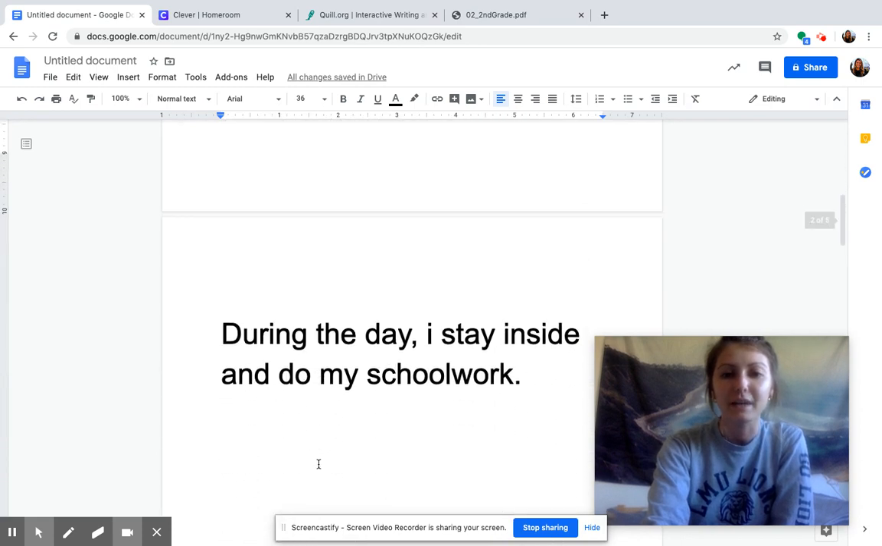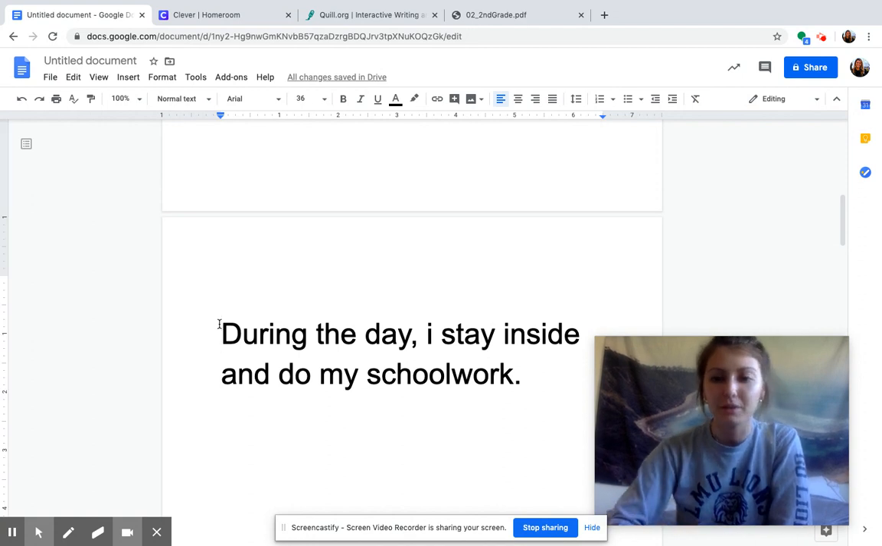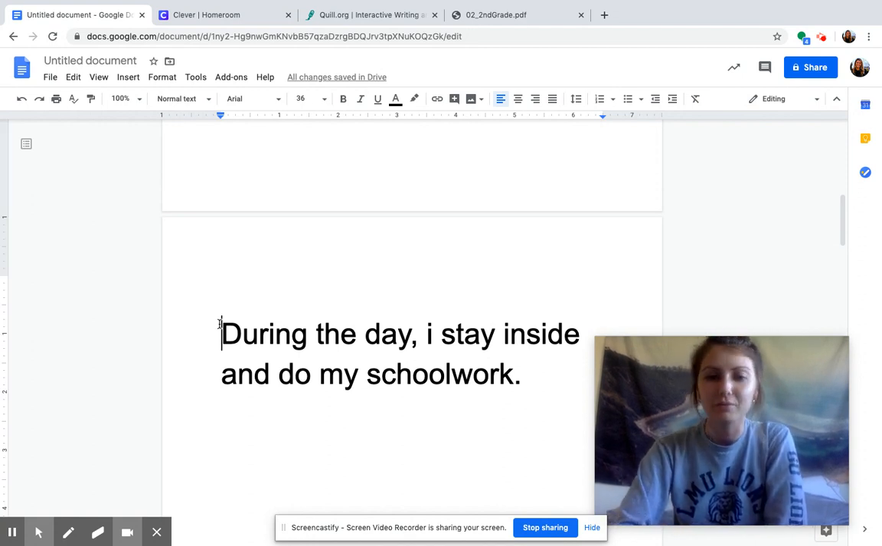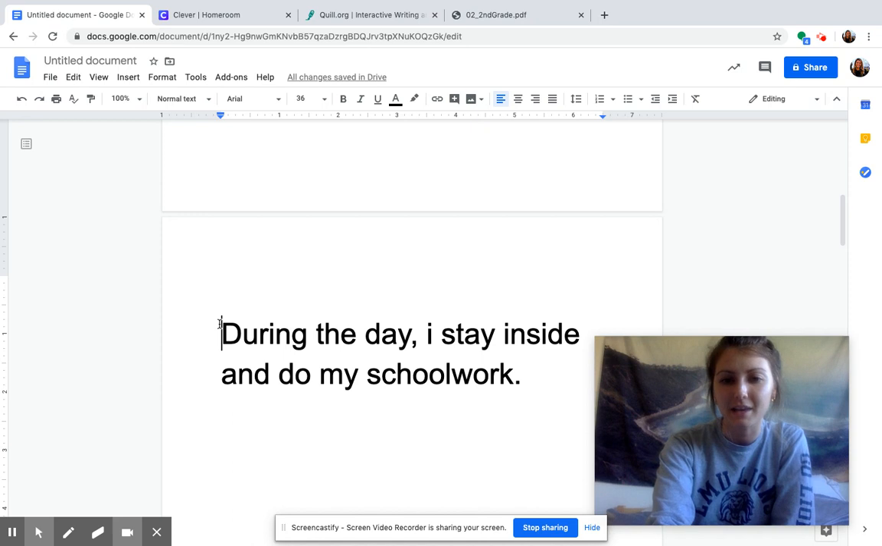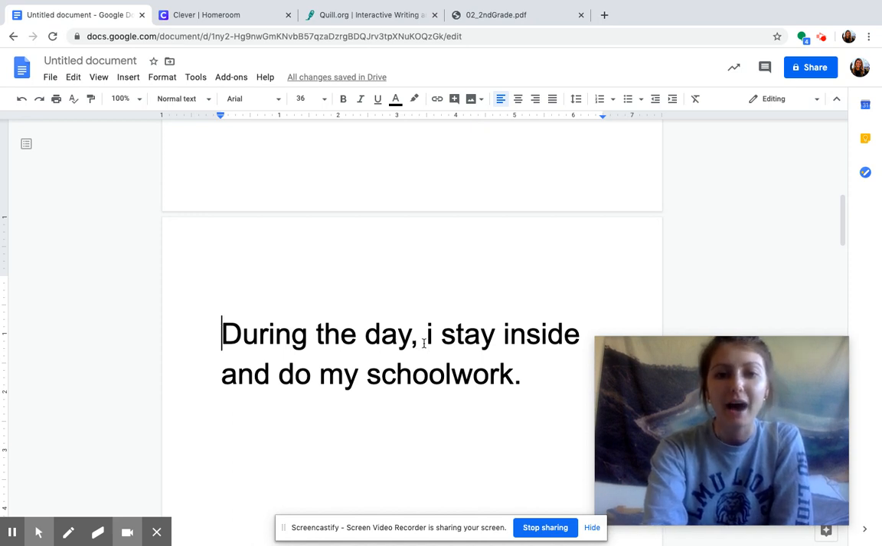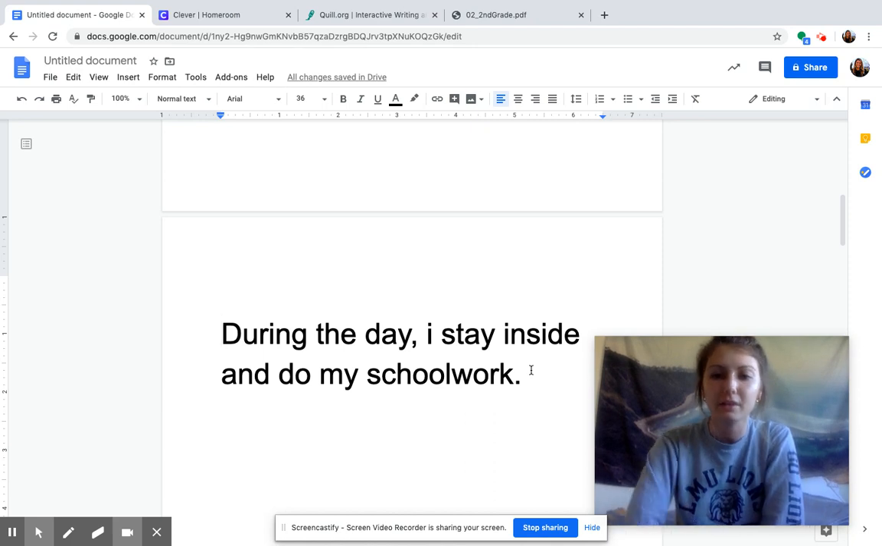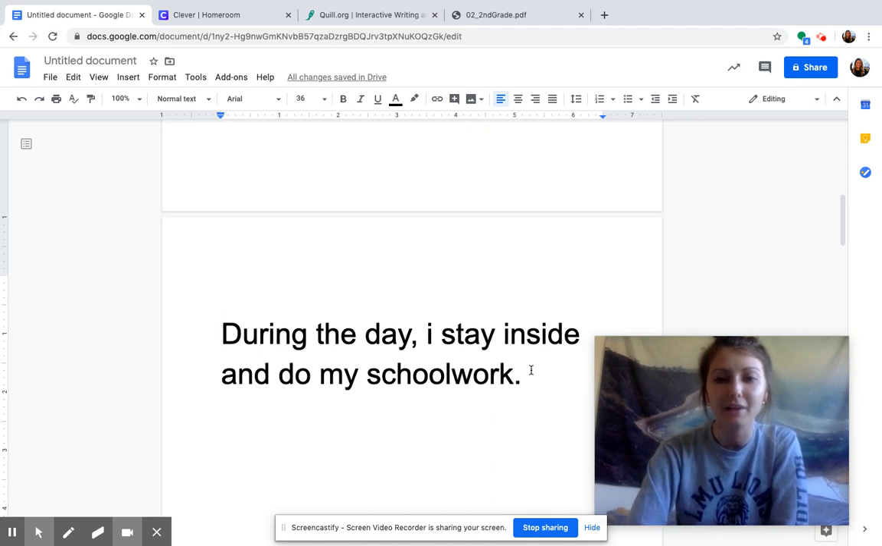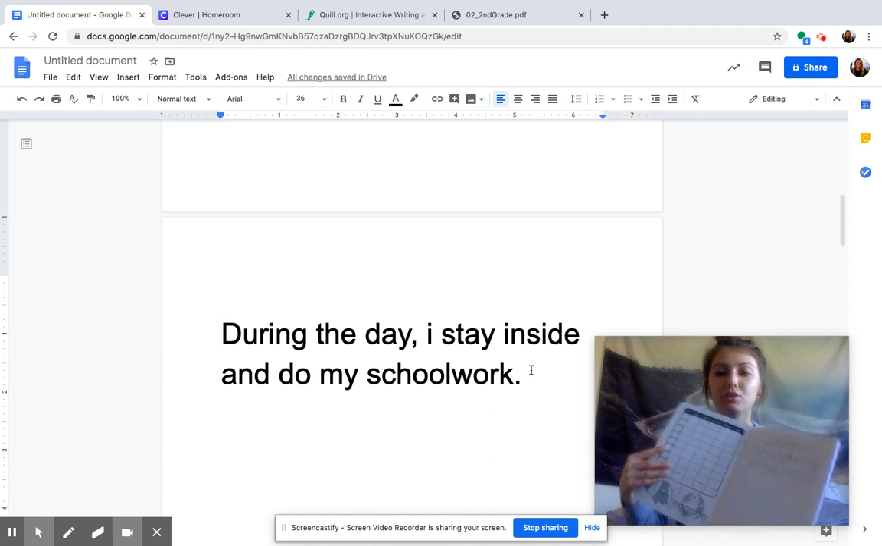We're going to move to our next sentence. I wish I had a loud and proud reader to read this out, but I'll have to use my own voice. This sentence says, during the day, I stay inside and do my schoolwork. Go ahead and look and see in this sentence if you see a person's name or the pronoun I that needs to be capitalized. If you want to take a minute and pause the video, go ahead and do that while you find the mistake, or copy this sentence down in your composition book.